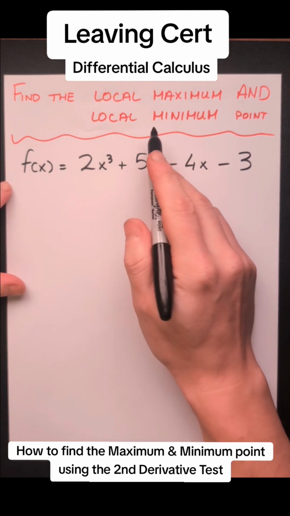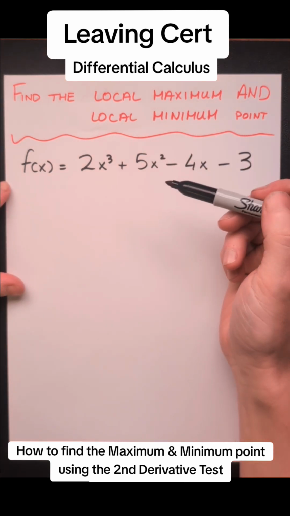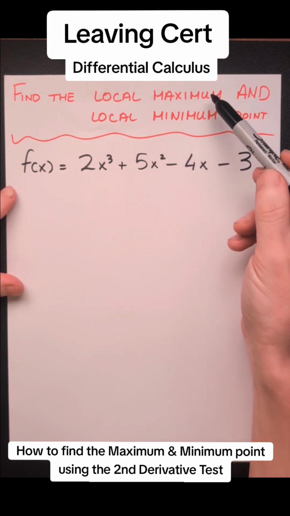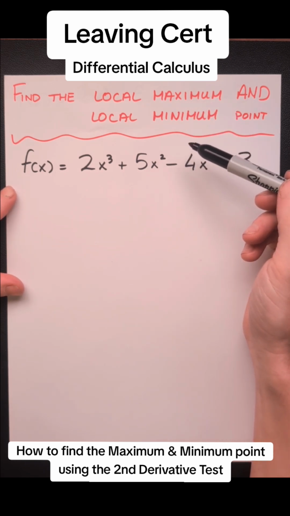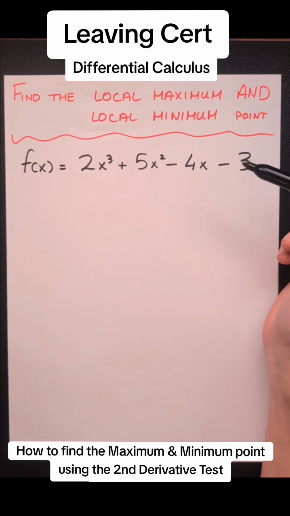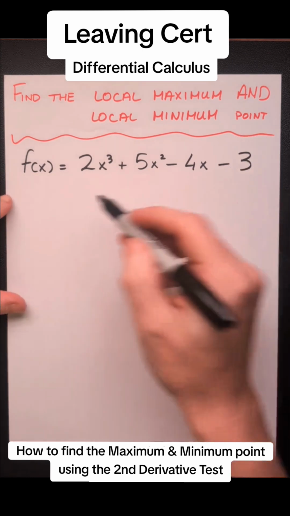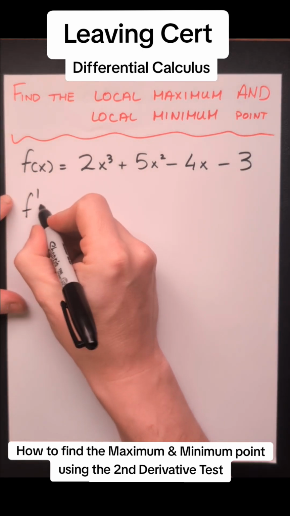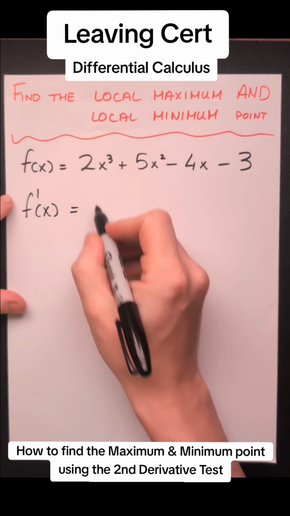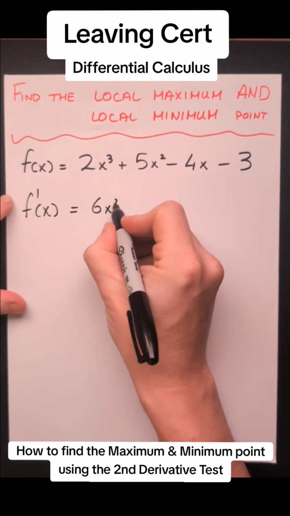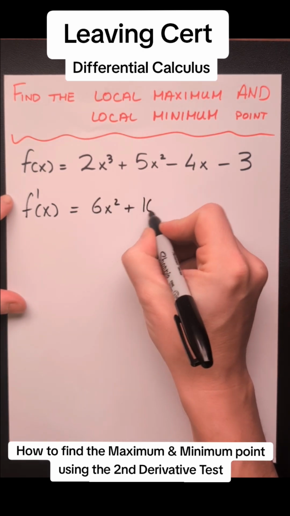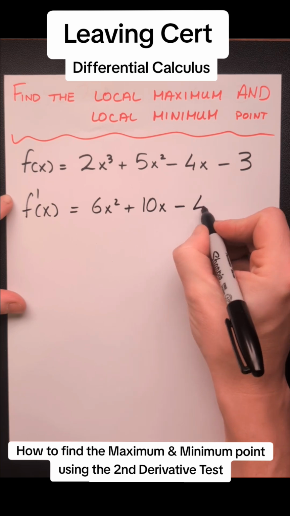So I want to find a maximum minimum point, and I've said in previous videos, whenever you see the term maximum or minimum, you must differentiate and set equal to 0 and find that x value. So that's what we're going to do first. We're going to differentiate. So differentiating here, simple power rule stuff here. So it's going to be 6x squared plus 10x minus 4.